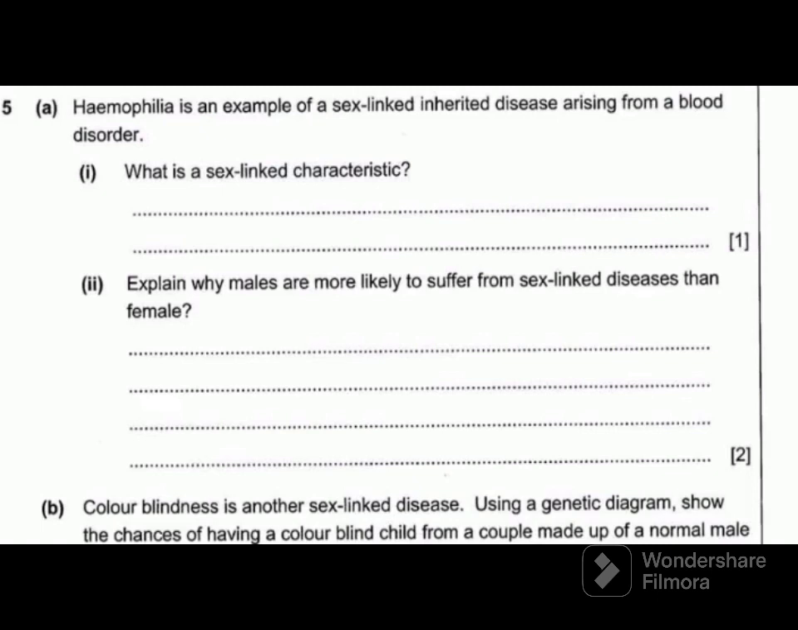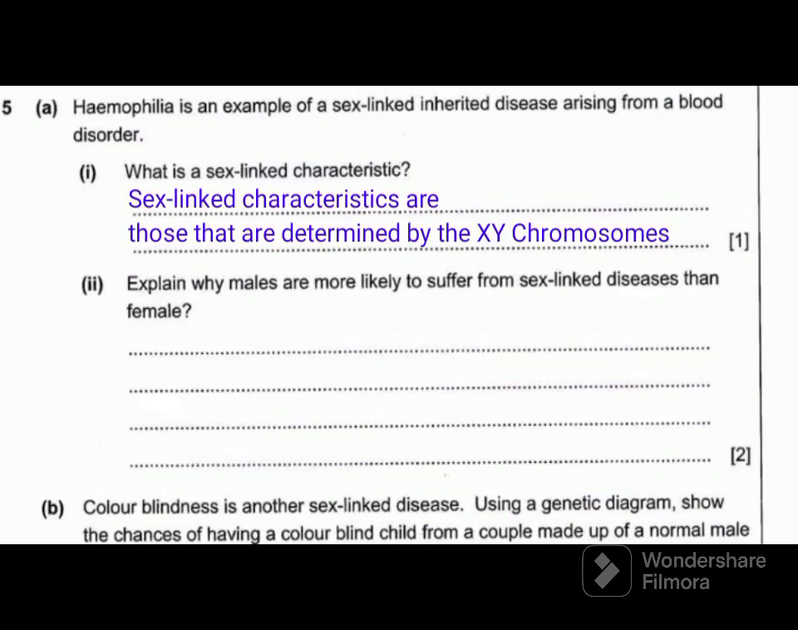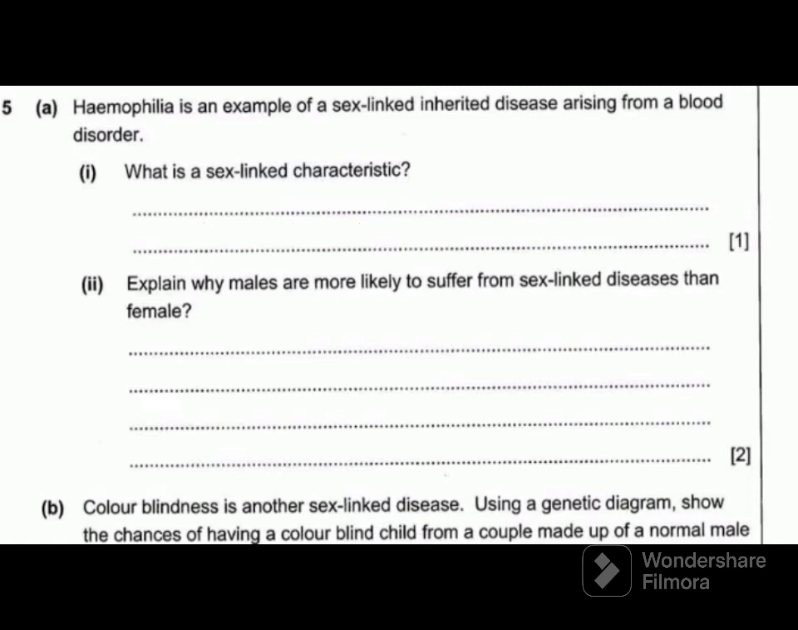Sex-linked characteristics are characteristics that are determined by the XY chromosomes. And these sex-linked characteristics are more common in males as compared to females. Why? Let us answer question 2.